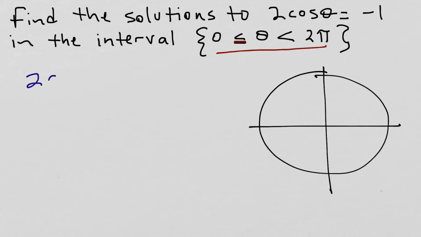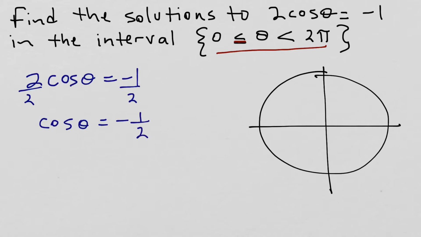Okay, so what we do is we start out by writing our equation here. 2 times the cosine of theta is equal to -1. Now we want to isolate the trig function, much like we isolate an x when we're solving for x. So we've got cosine of theta is equal to -1/2. So we're trying to find all of the angles between 0 and 2 pi where your cosine is -1/2.